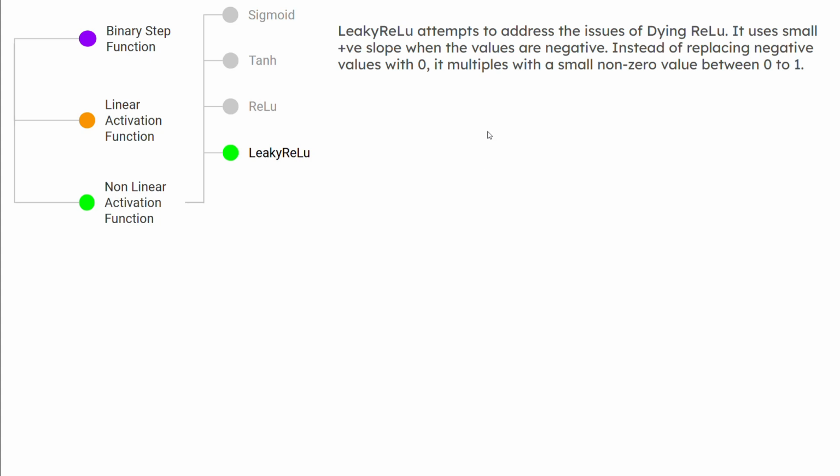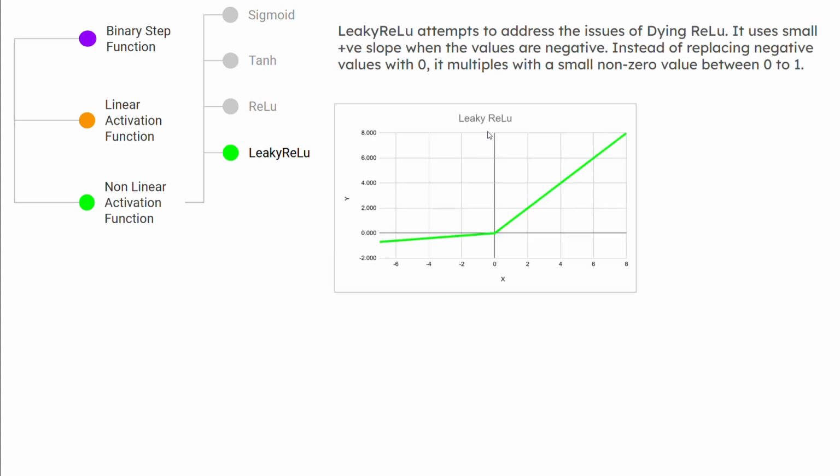Instead of having a zero value when the input values are negative, where we change it to 0, instead of the value 0, it is replaced with a small non-zero value between 0 and 1. So let's see here, instead of 0 it is replaced with a small value here. So the function is like this: if the x value is less than 0, you multiply with 0.01x.